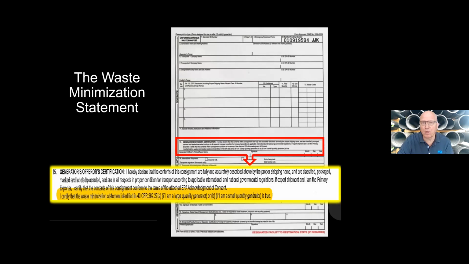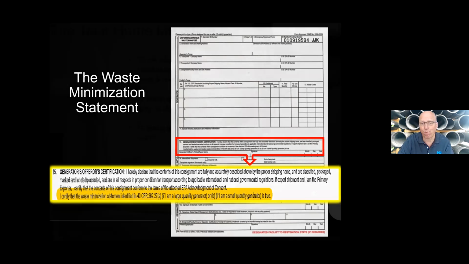So what you may not know is that when I ship out waste, because of the regulations, every time I ship out hazardous waste on a piece of paper, which is called a bill of lading or a manifest, there's a section in that document that talks about generators offering a certain certification. This is right out of the regulations I've highlighted in the slide. I certify that the waste minimization statement identified in the regulations as a large quantity generator, meaning that we have a waste minimization program. We have a pollution prevention program. We're bound to this by law, and it's memorialized every time I sign off on a manifest like this. So perhaps you didn't know that.